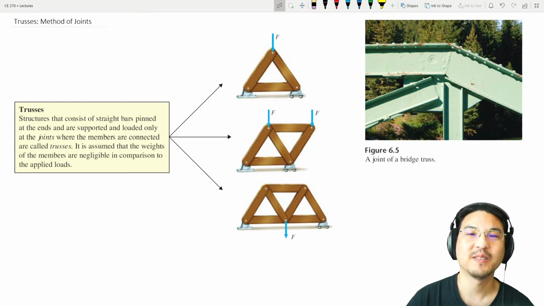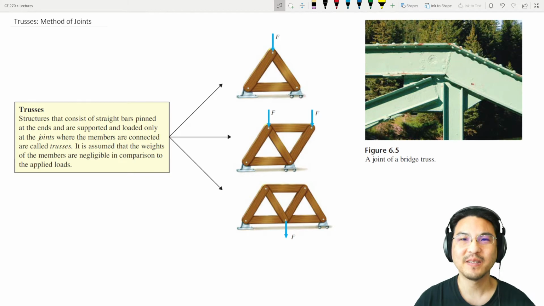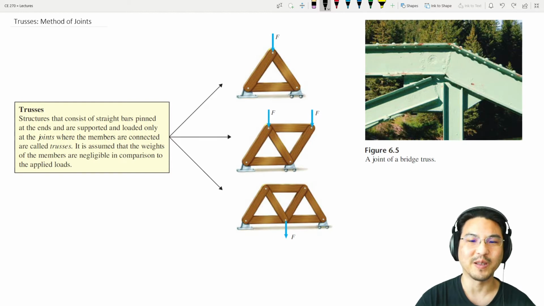Hey everybody, so brand new topic in this video. We're going to start analyzing trusses. So imagine you have a structure like a bridge or the frame of a house, especially the frame of a roof. You have a structure that looks sort of like this.